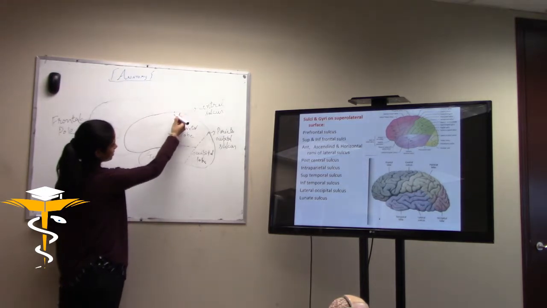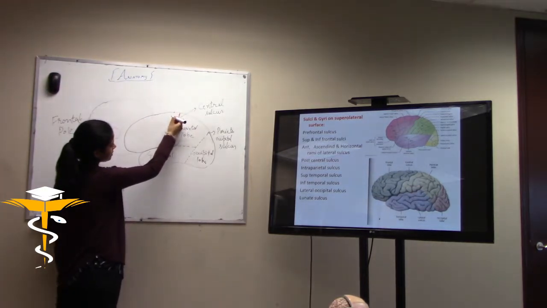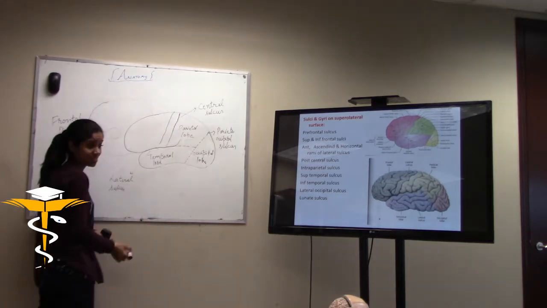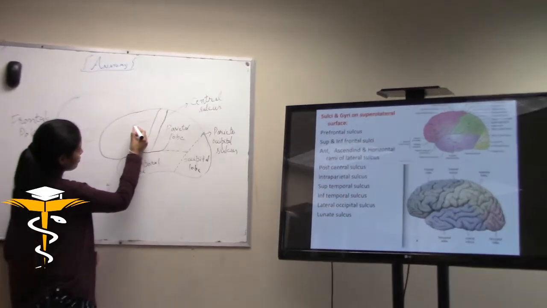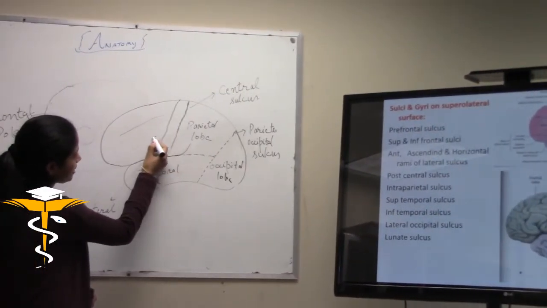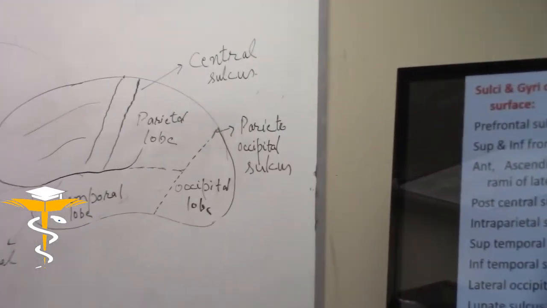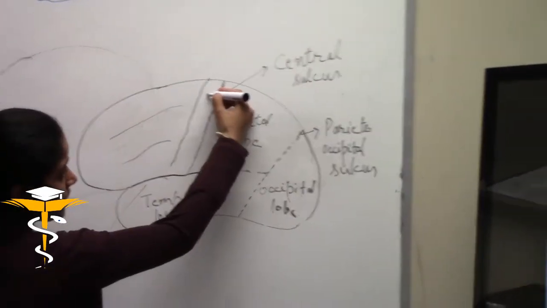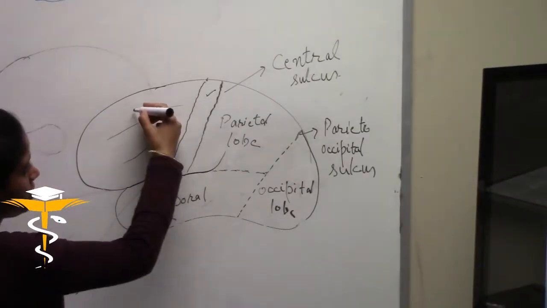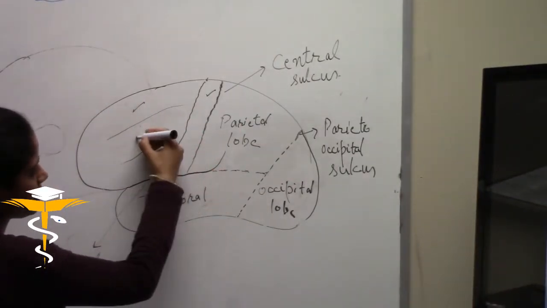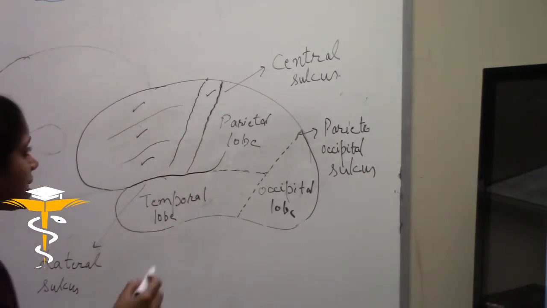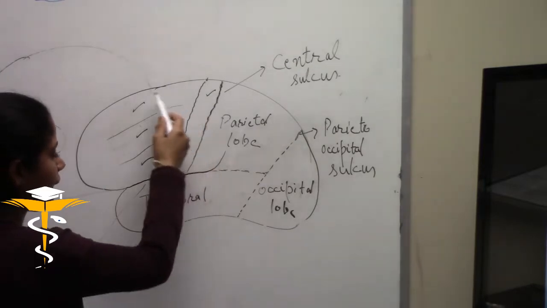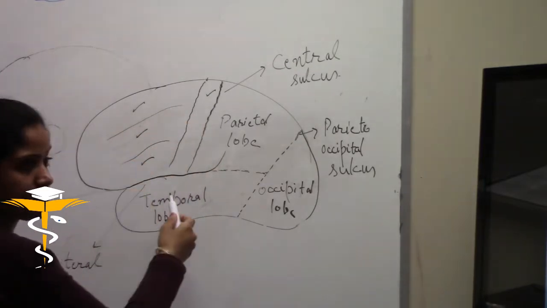This is the central sulcus, and a sulcus running downwards and parallel to the central sulcus is the precentral sulcus. And the other sulci running horizontally and forwards are the superior and inferior frontal sulcus, leading to the formation of the precentral gyrus, superior frontal gyrus, middle frontal gyrus, and inferior frontal gyrus. So these are the main sulci and gyri of the frontal lobe.